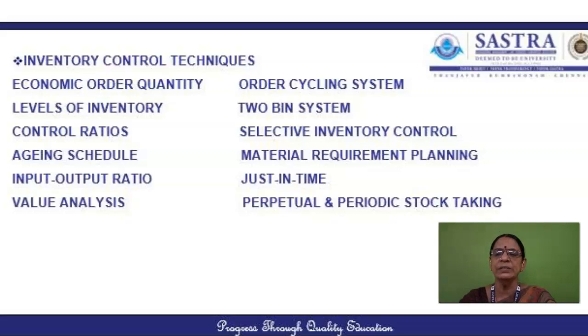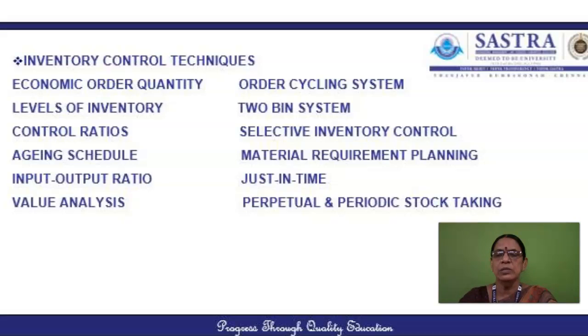Based on these factors, we derive the formula: maximum stock level is equal to reorder level plus reordering quantity minus minimum consumption into minimum reorder period. The reordering quantity is said to be the economic ordering quantity, which will minimize the total cost, and that will be the minimum point in your total cost curve, wherein the ordering cost and your carrying cost are equal.